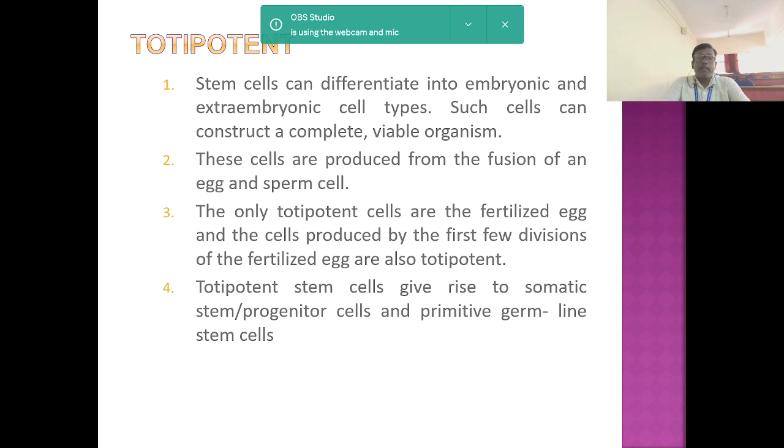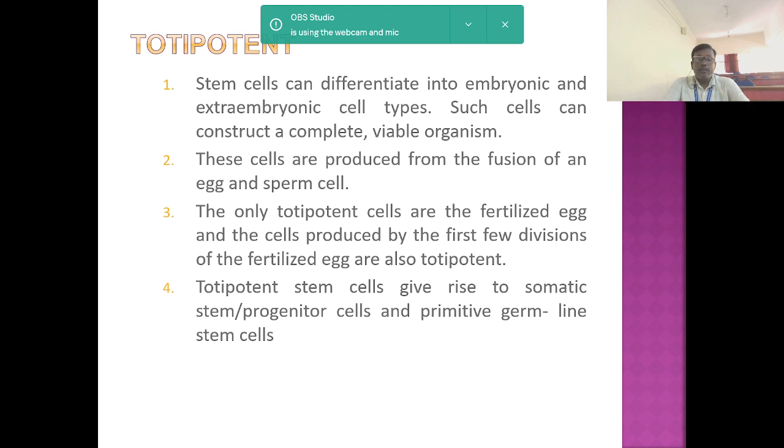So, totipotent. Here the totipotent stem cells can differentiate into embryonic and extra-embryonic cell types. Such cells can construct a complete viable organism. These cells are produced from the fusion of an egg and sperm cells. The only totipotent cells are the fertilized egg, and the cells produced by the first few divisions of the fertilized egg are also totipotent.